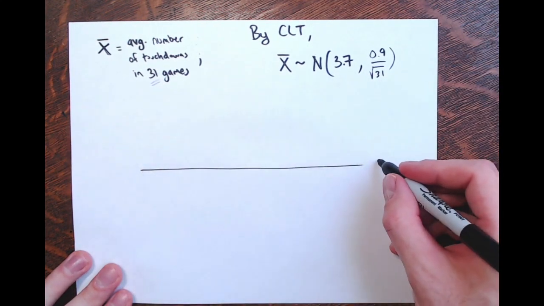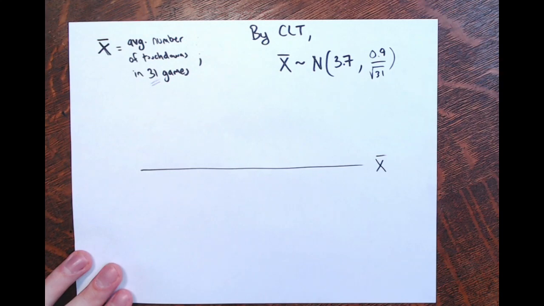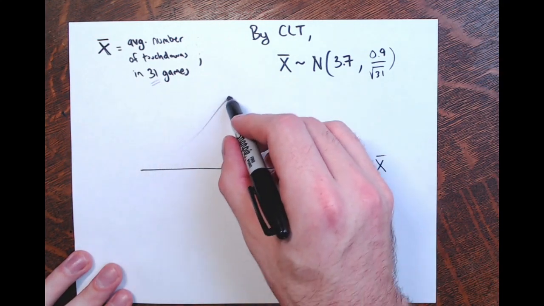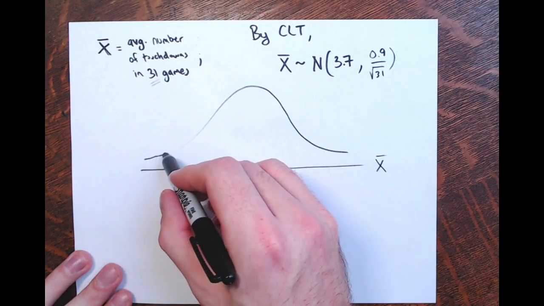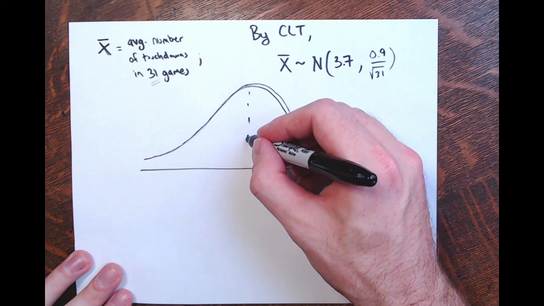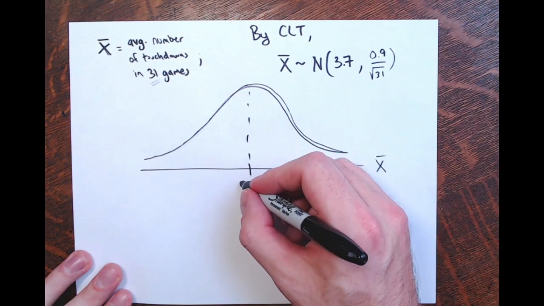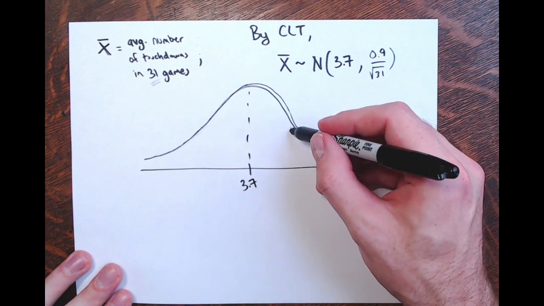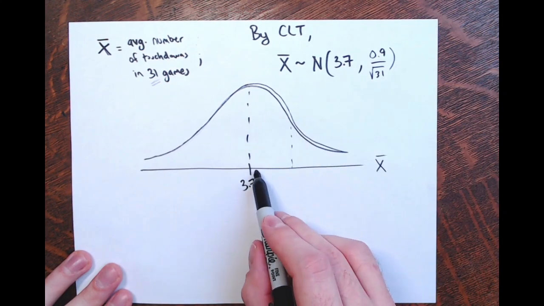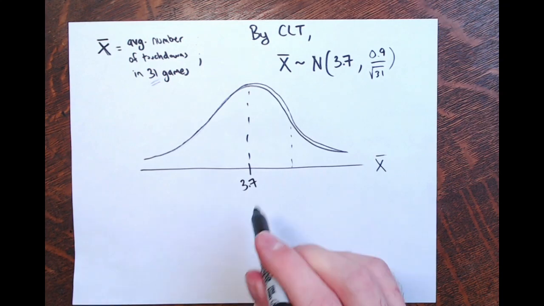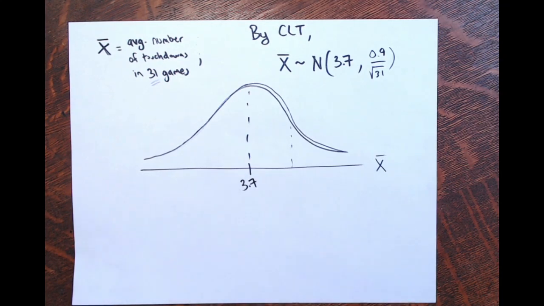And I'll draw a little picture. Here's possible different values of these means, average numbers of touchdowns per 31 games. Normal, so it's a nice symmetrical bell-shaped curve here. Under the peak should be 3.7. And then under the first inflection point, whatever 0.9 divided by the square root of 31 is, that's how far away that is from 3.7.